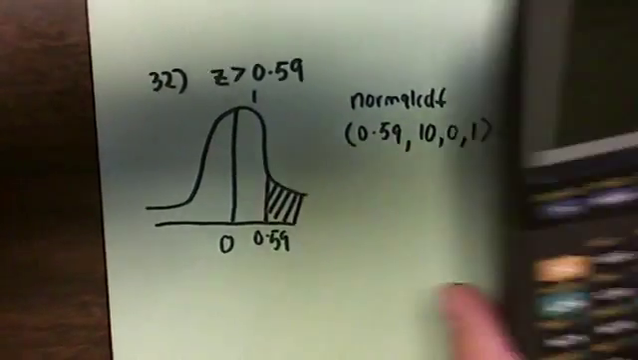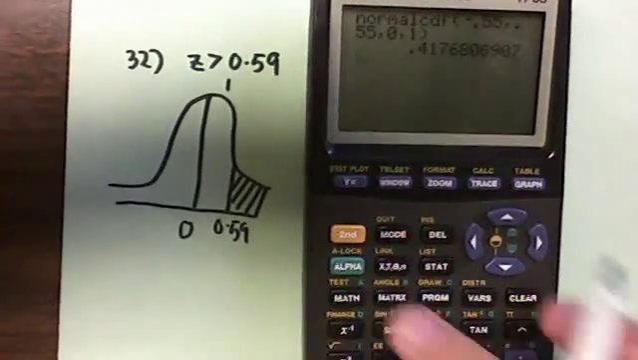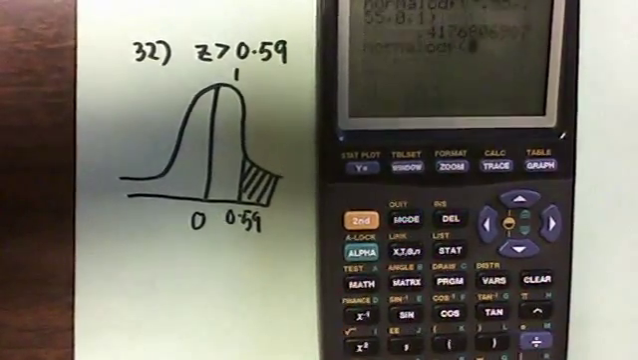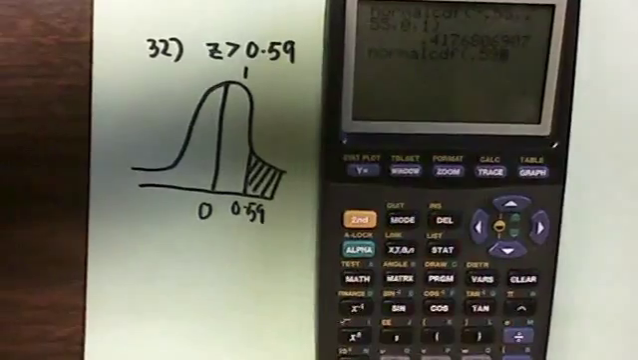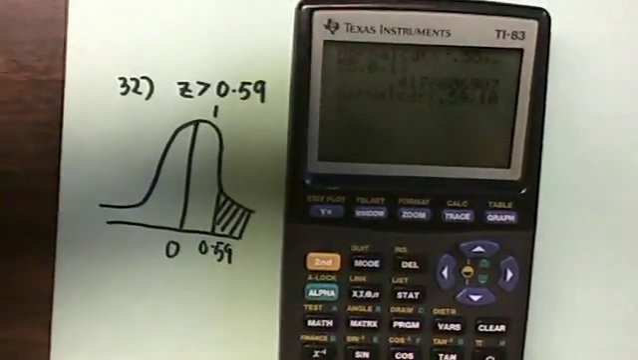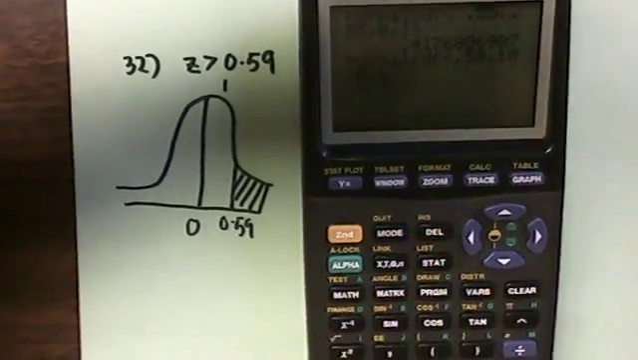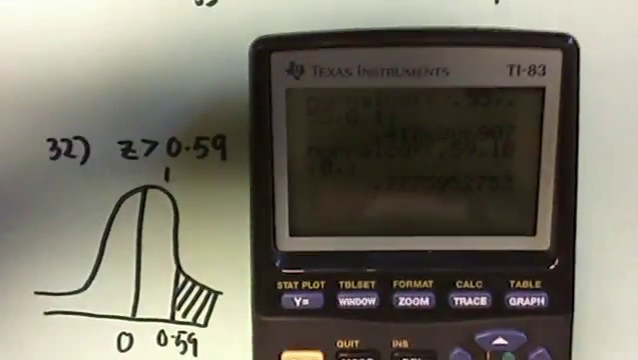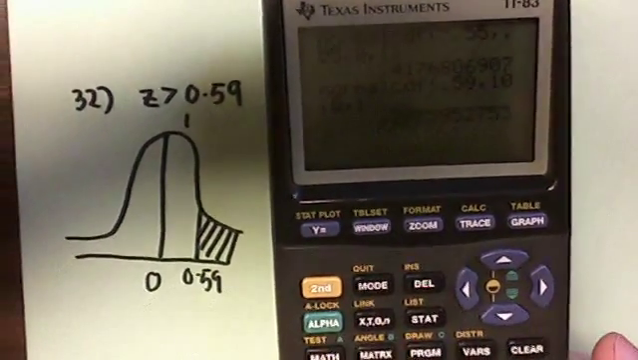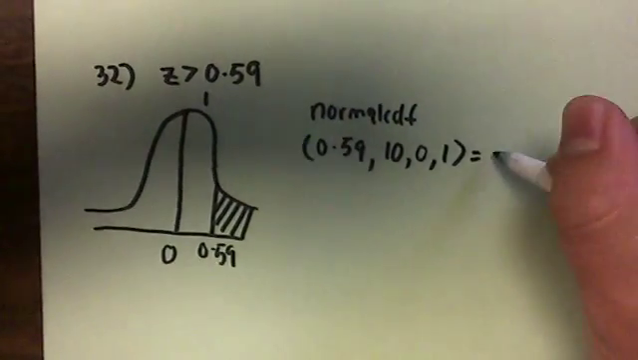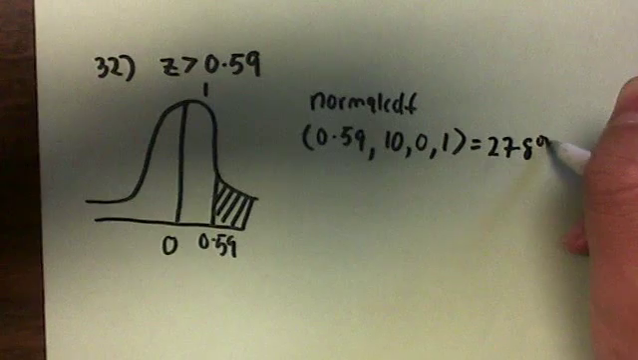With your calculator, a normal CDF of that case will give us 0.59, 10, 0, 1. So that answer will be around 27.8%. So your answer in this case will be 27.8%.